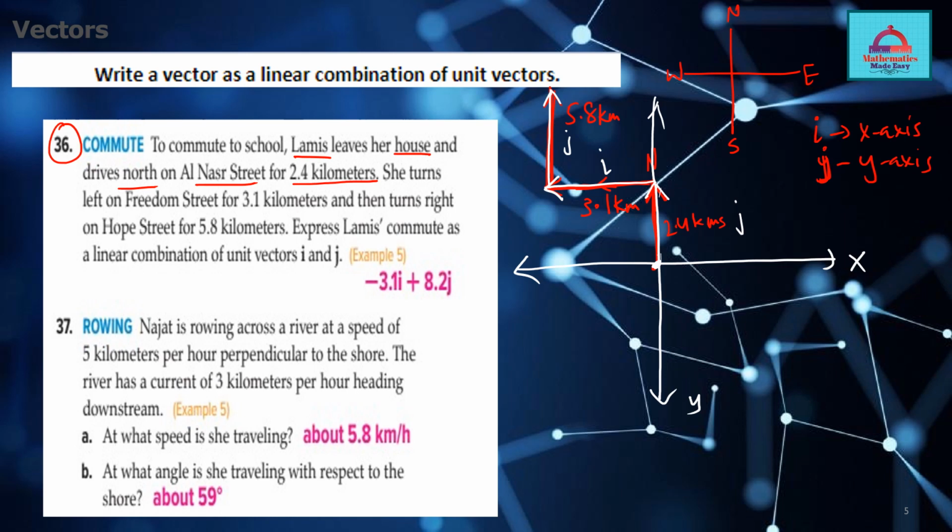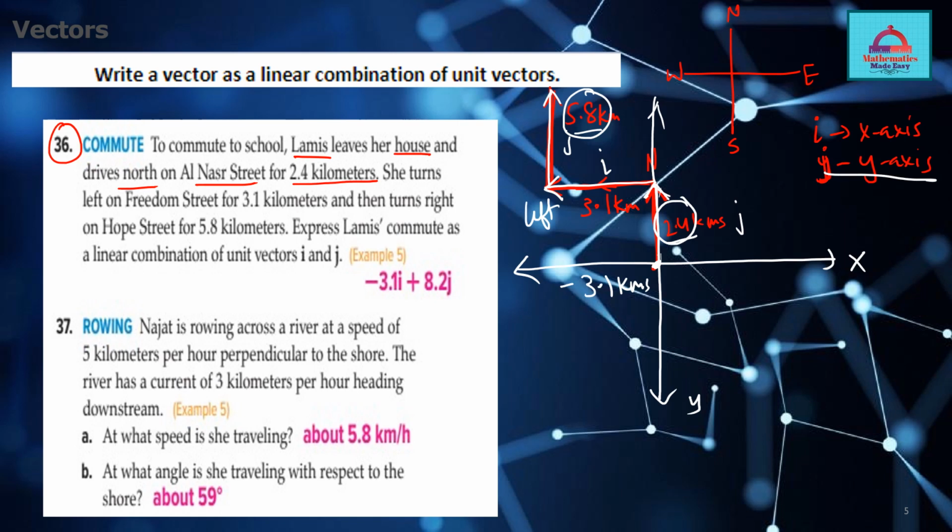See what I'm trying to do. I'm trying to identify the i and j vectors. Which one is which? This one is on the y-axis, so it is definitely going to give you value towards j. This one is parallel to the y-axis, so it is going to add up for the y value. So 5.8 and 2.4 will be added. These two vectors will contribute to the j component, and this one will contribute to the i component. Now because the direction is left, it is parallel to the negative side of the x-axis, so it will have the value negative 3.1 kilometers.